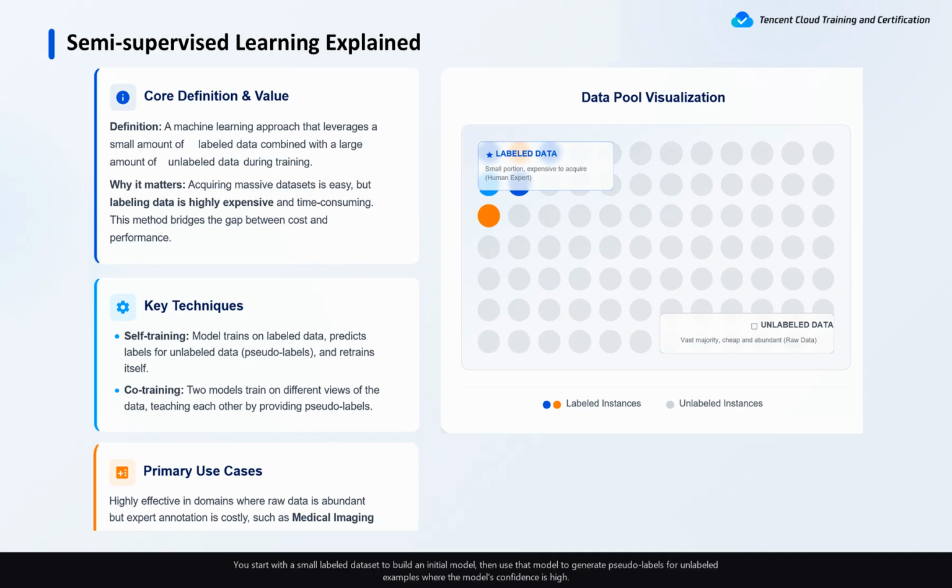The most common approach is self-training. You start with a small labeled data set to build an initial model. Then use that model to generate pseudo-labels for unlabeled examples where the model's confidence is high. These pseudo-labeled examples are added to the training set, and the model is retrained iteratively, steadily improving.